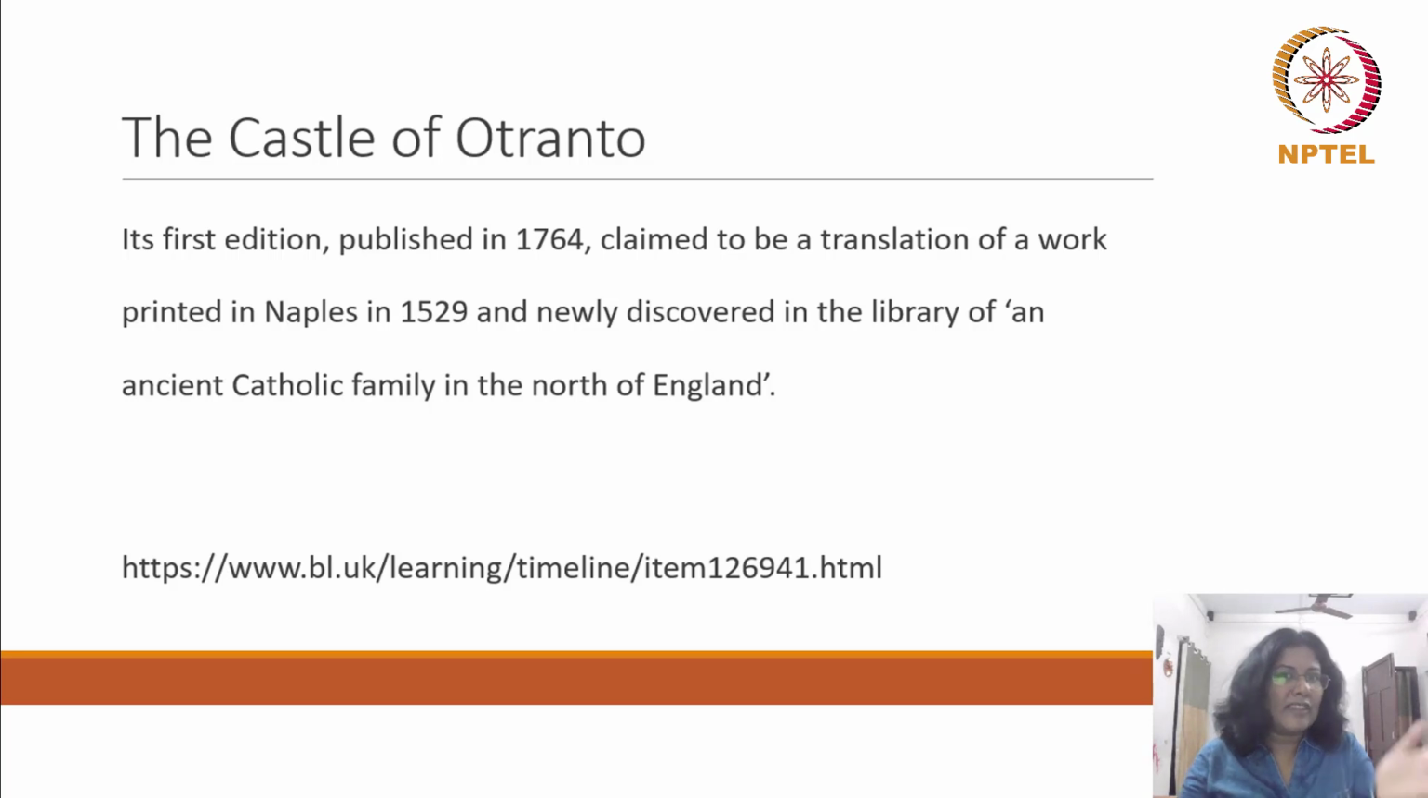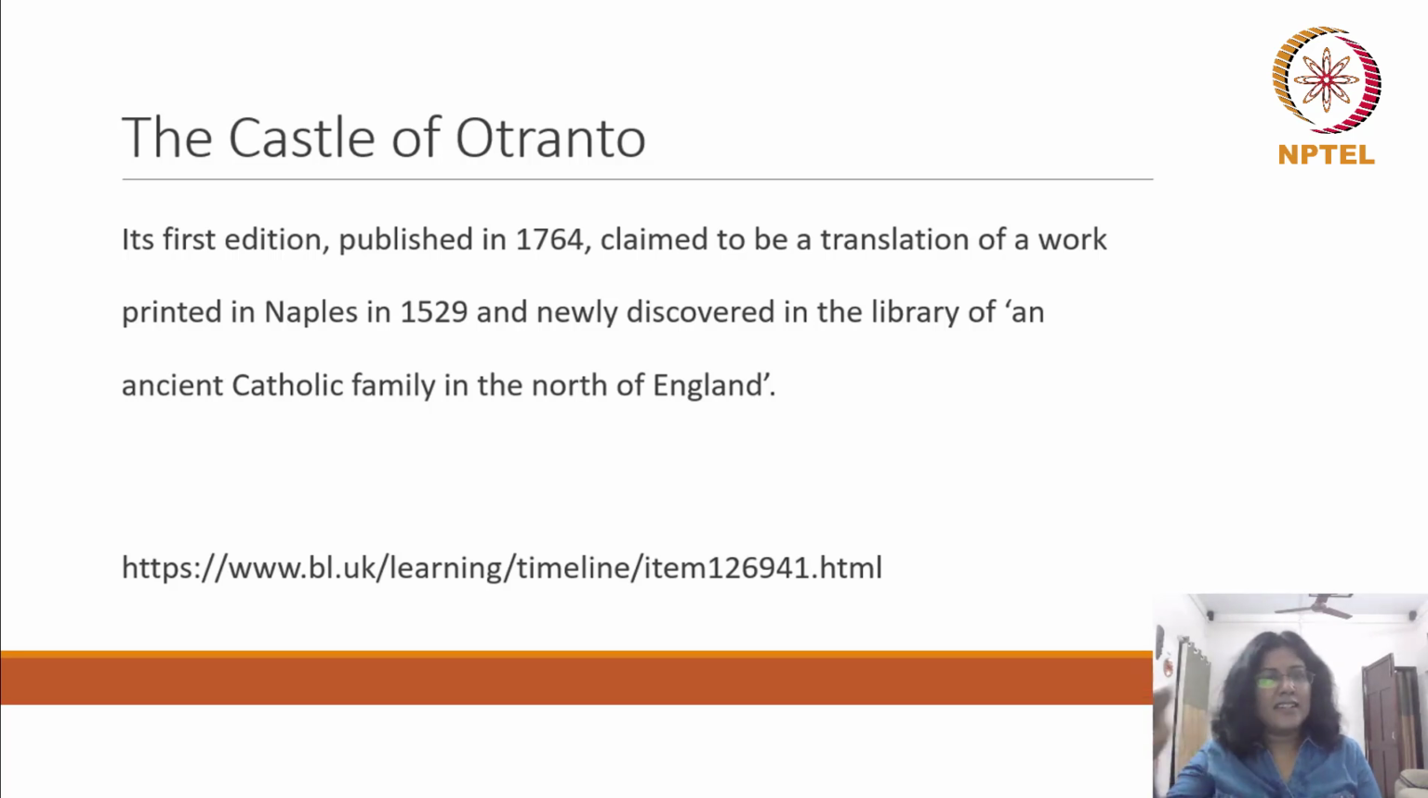So this is not about the here and the now, but it is about the past, and it is also associated with Catholicism, because if you look at the detail on the slide there, the translated work was supposed to have been discovered in the library of an ancient Catholic family in the north of England. So the period in which it was supposedly written, the 16th century, its association with the continent, not within the boundaries of Great Britain but outside of it in a strange land, as well as its relation to Catholicism, already invest this novel with an element of suspicion.